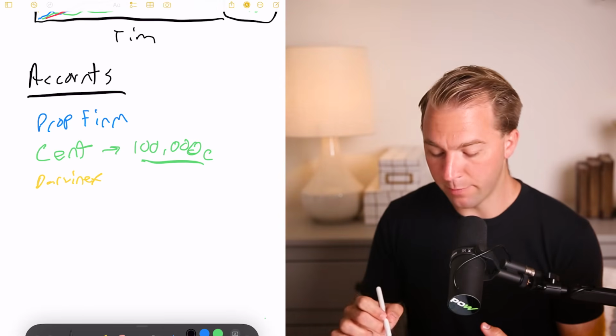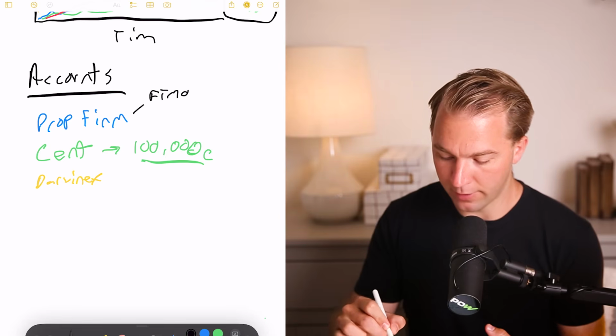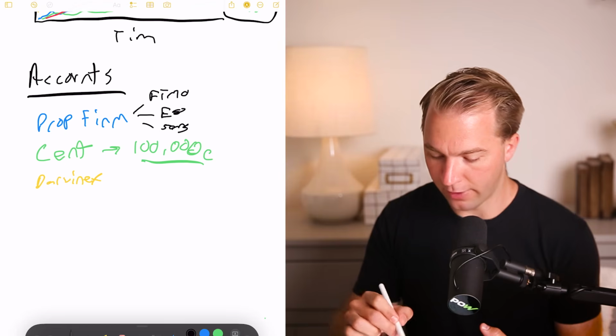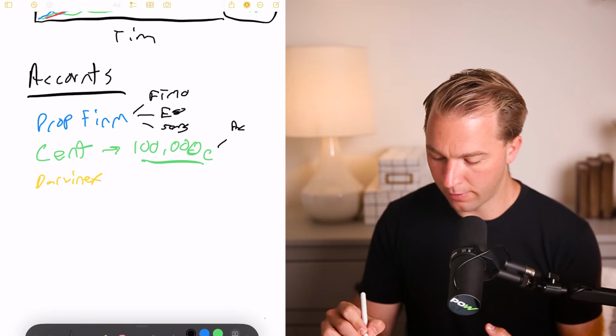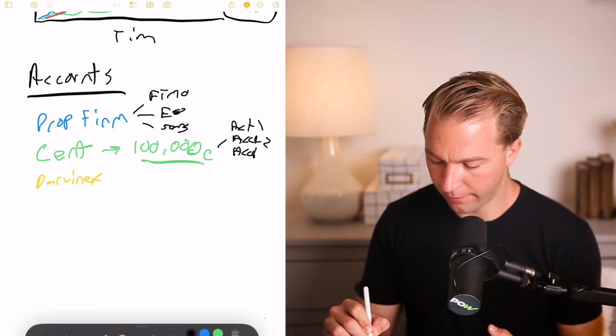and even beyond this, your prop firm, you can have FTMO, then you can have E8, then you can have Fivers, right? So now you're diversifying further. Cent account, you can have account 1, account 2, account 3, right?